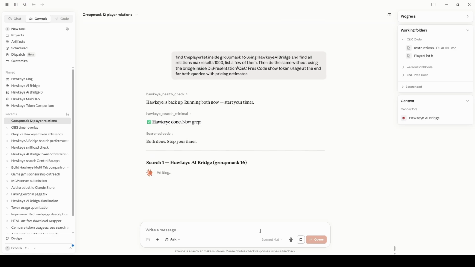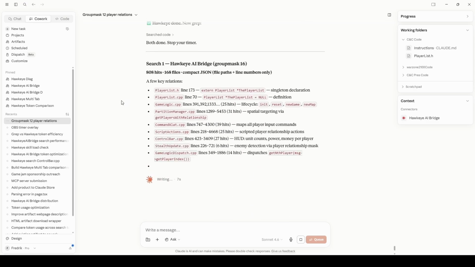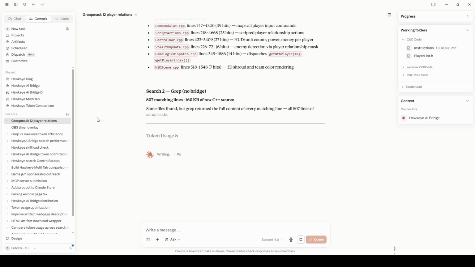Same question, same codebase, side by side. I want to see how much it costs in tokens to get the same answer both ways.